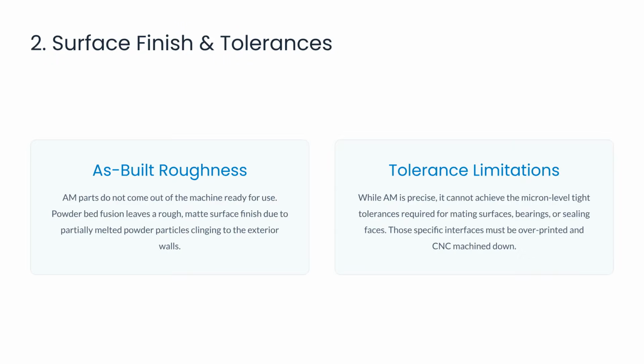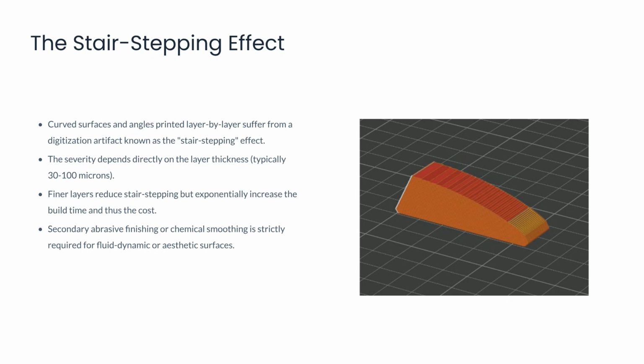Additive manufacturing also faces challenges with surface finish and tolerance, as built parts often require secondary machining for mating surfaces, and powder-based methods cannot match the precise tolerances of conventional CNC machining. The stair-stepping effect is another common artifact, where curved surfaces appear segmented due to layer thickness. Reducing this effect by using finer layers exponentially increases build times and associated costs.